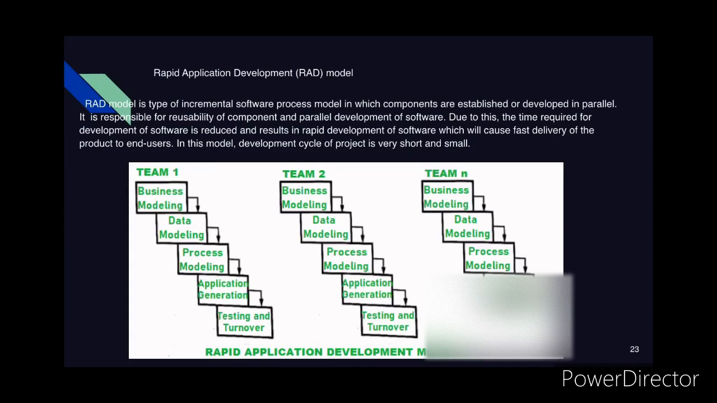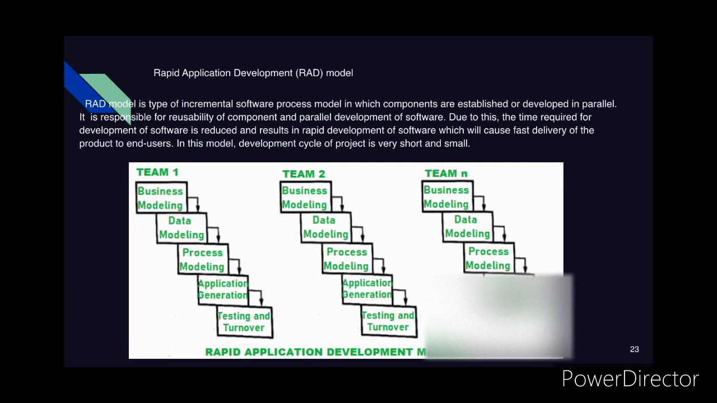And next is RAD, that is rapid application development. This model is a type of incremental model in which components are developed in a parallel way, which emphasizes an extremely short development cycle. And by short, I do not mean the software is simple and has only a few features, but the development process time period has to be short. So if the development process time needs to be short, then we use this rapid application development model.